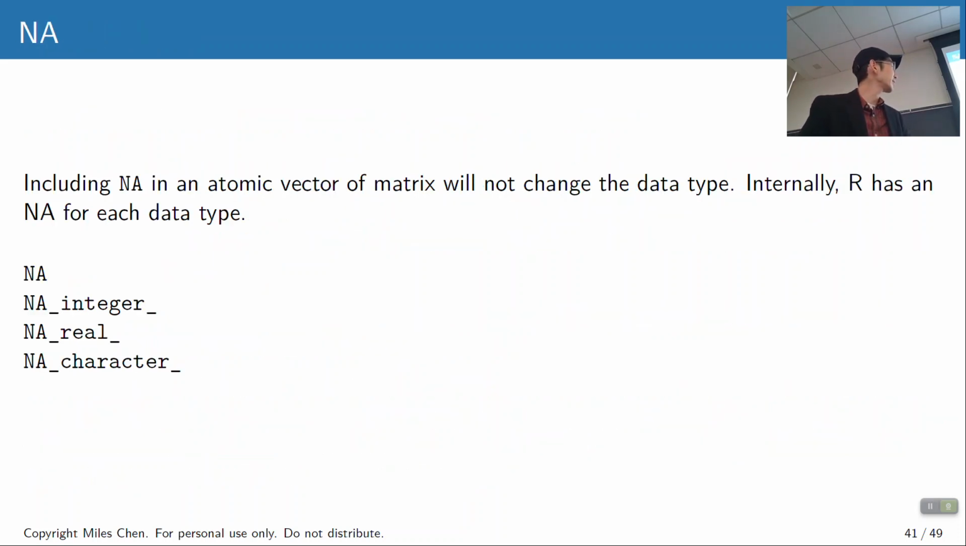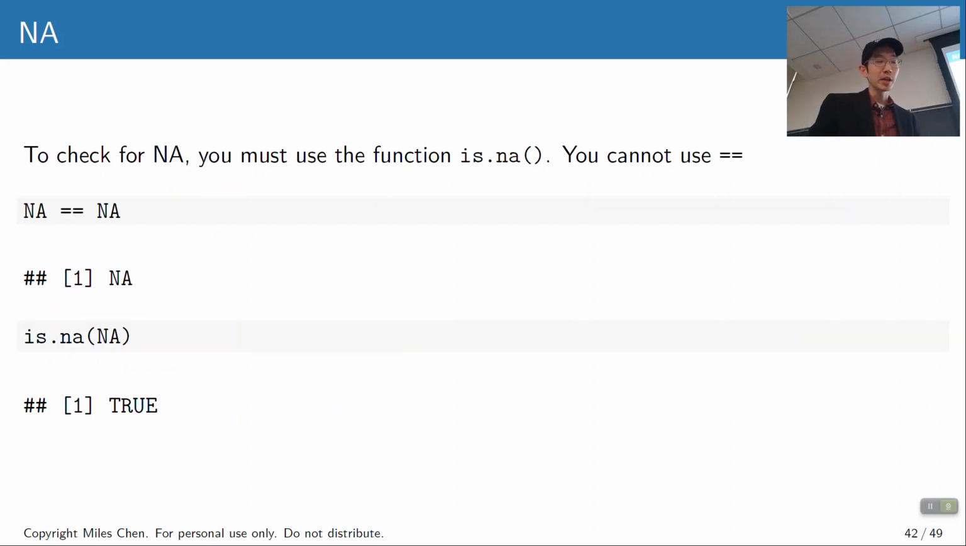We have an NA for each type, and so when you insert an NA, it's not going to change the type. So internally, we have NA, which is the type logical, NA_integer_ for integer, NA_real_. I don't know why we don't call it NA double, but it's NA_real_. And then we have NA_character_. You also have other NA types. But basically, you can insert an NA, and it's not going to change the type. Now, if you want to check if something is missing, you have to use is.na to see if it's missing. Now, if you do NA equals NA, we're basically saying, okay, there's a value inside this bag, and we don't know what it is.